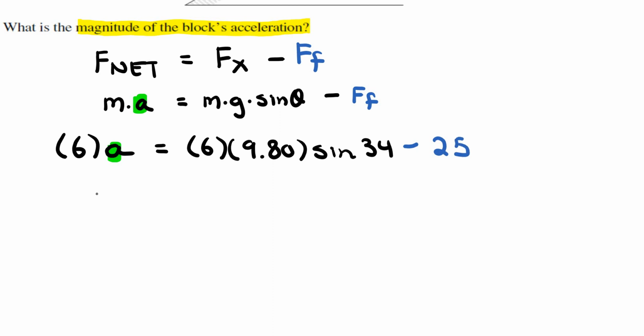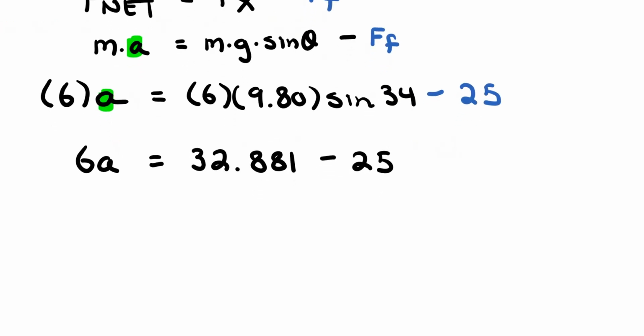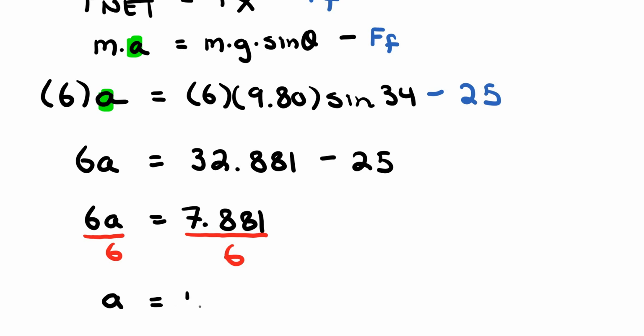Okay, if I continue here, this will be 6 times the acceleration equals, and then I can multiply 6 times 9.80 times sine of 34 degrees, which is 32.881, and then we can minus the 25 newtons, which is the force of friction. Okay, then we have 6 times the acceleration equals 7.881, and then we can divide both sides of the equation by 6. If we do that, acceleration would equal 1.313 meters per second squared. So that's the acceleration for this particular system here.